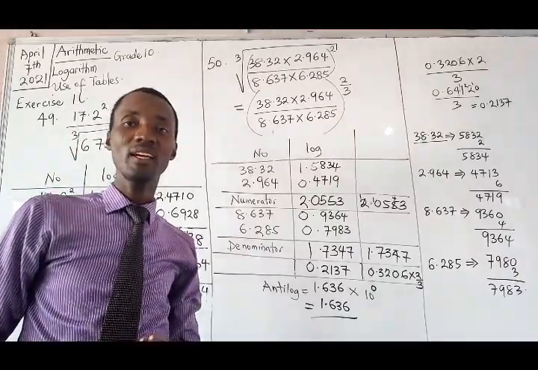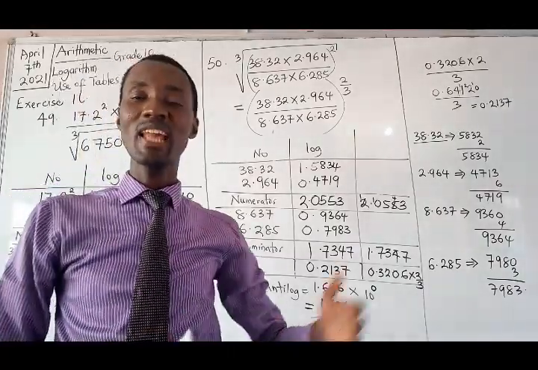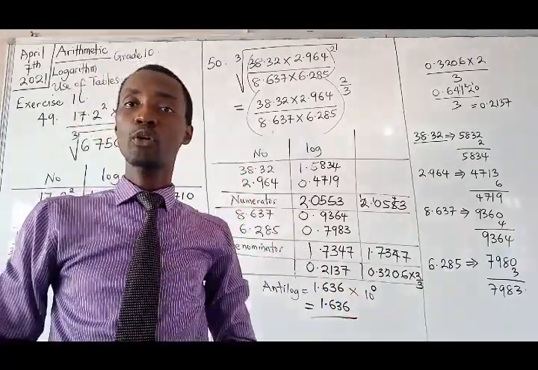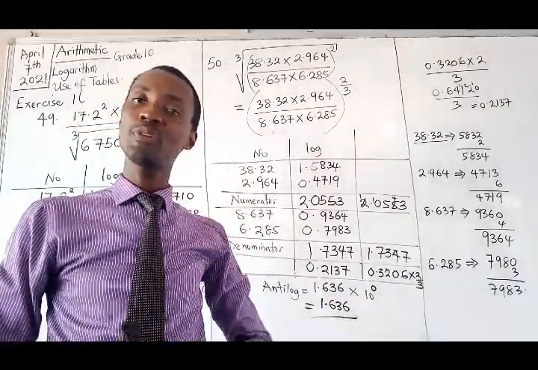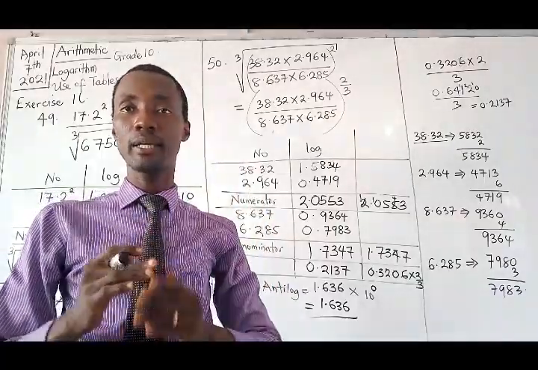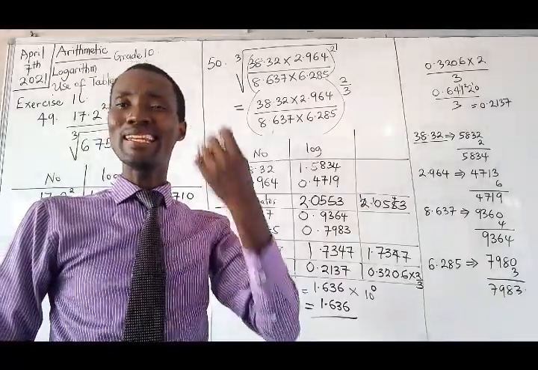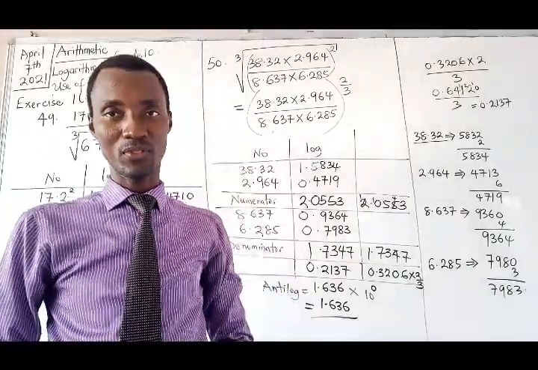So this will be the concluding aspect of this log problem. We'll be coming back to logarithm again, but then we'll be dealing with things that border around bar notations and how to handle negative standard forms.